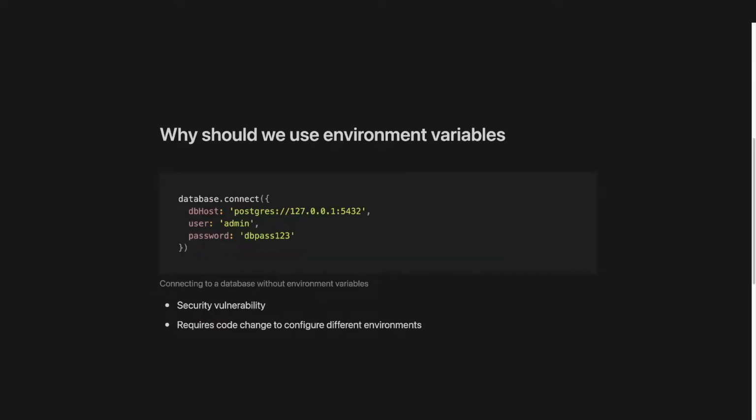So consider this example where we're trying to connect to a database without using environment variables. There are a few issues with this code. The first issue is one of security, since we have sensitive database credentials stored in our source code. So if our source code gets leaked, or if it's stored in a public Git repository, anyone would be able to access our database. The second issue here is that we might want to connect to one database for development, another for testing, and a third during production. If our database credentials are hard-coded in our source code, we'd have to make code changes for each environment.